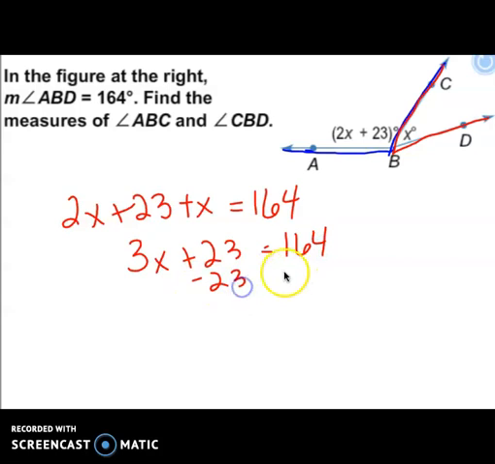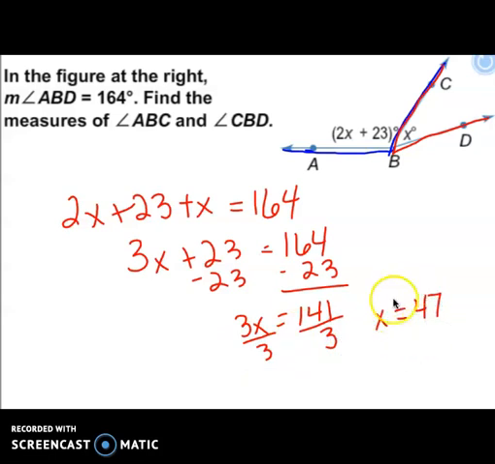We subtract 23, and we get 3x equals 141. We divide 141 by 3, and we get x to equal 47. Now, x is 47. That is not the measure of those angles, and some people made that mistake yesterday. You must sub back in 47 for x.